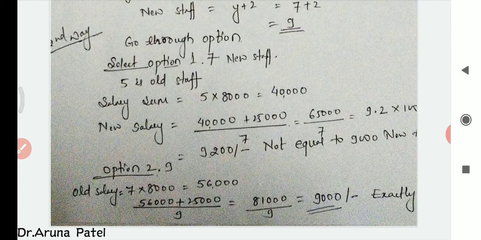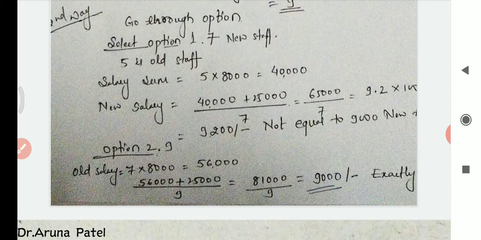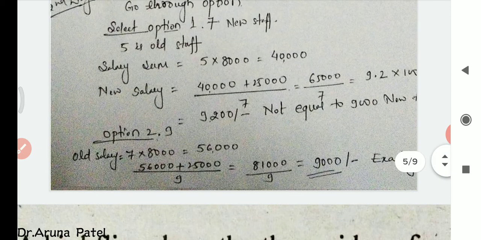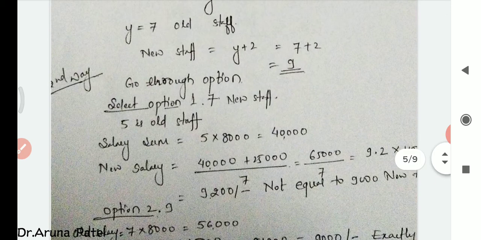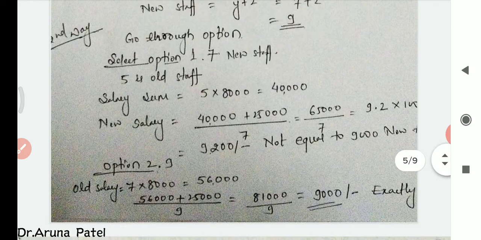Now see the second option. Old salary is 7 into 8,000, so you will get 56,000. Now the increased salary of the two persons is 25,000. So adding 56,000 plus 25,000, whole upon 9, you will get 81,000 by 9, which is equal to 9,000 exactly. So for the correct option you have to satisfy both conditions. This is the second way to find the correct option. So this is all about this question.